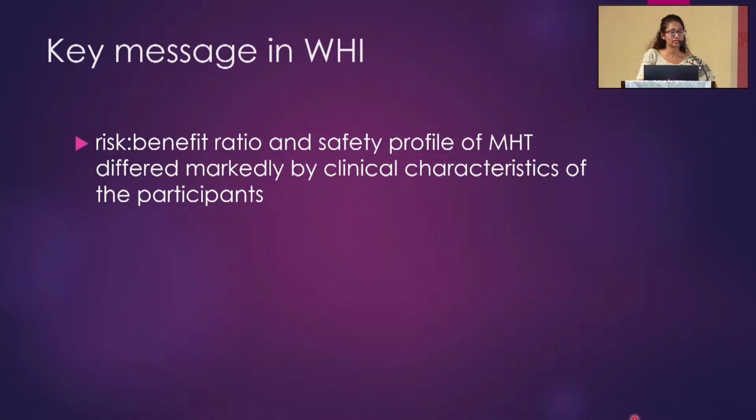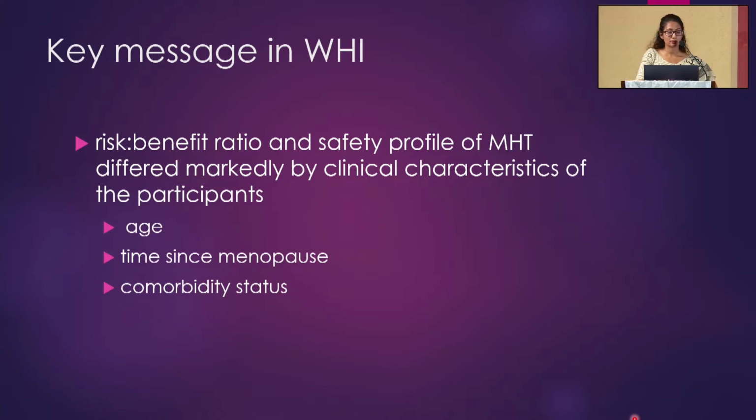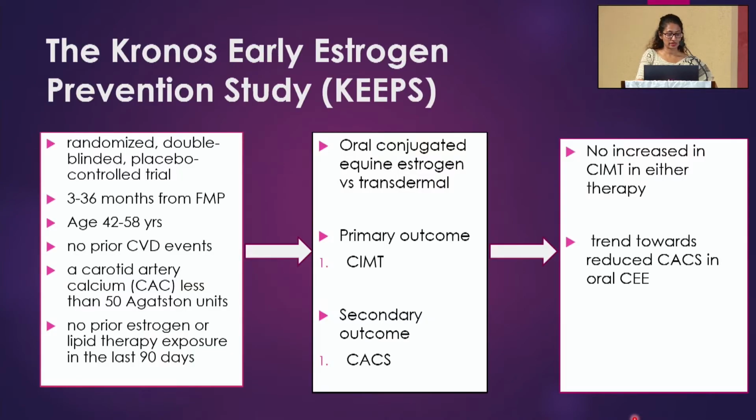So the key message I have to convey in this part is that the risk-benefit ratio and safety profile of menopausal hormone therapy differ markedly by the clinical characteristics of the study participants, mainly age, time since menopause, and comorbid status.